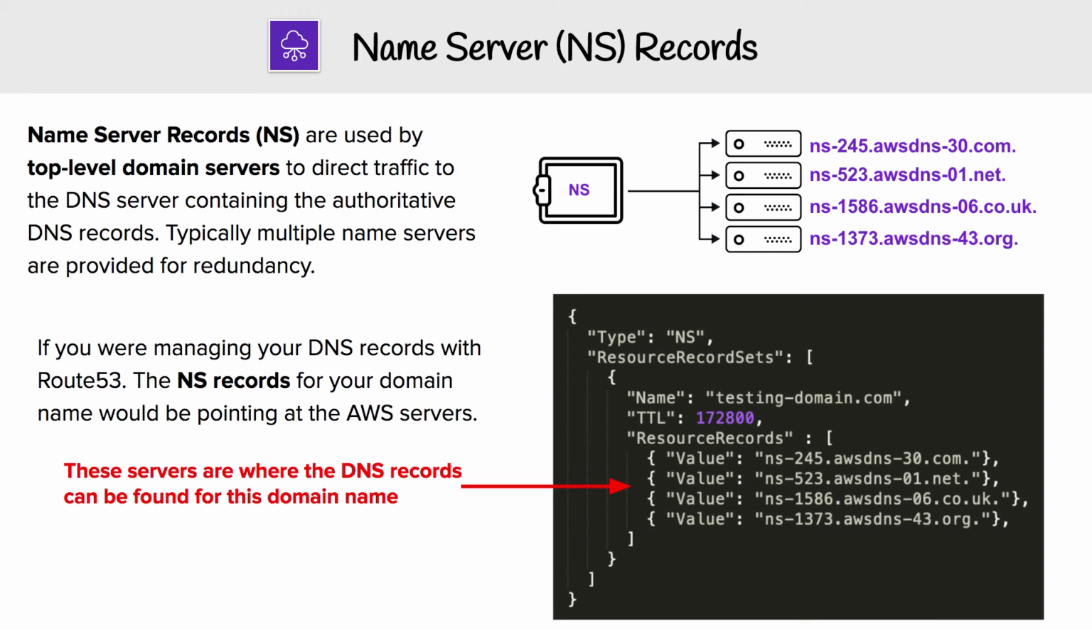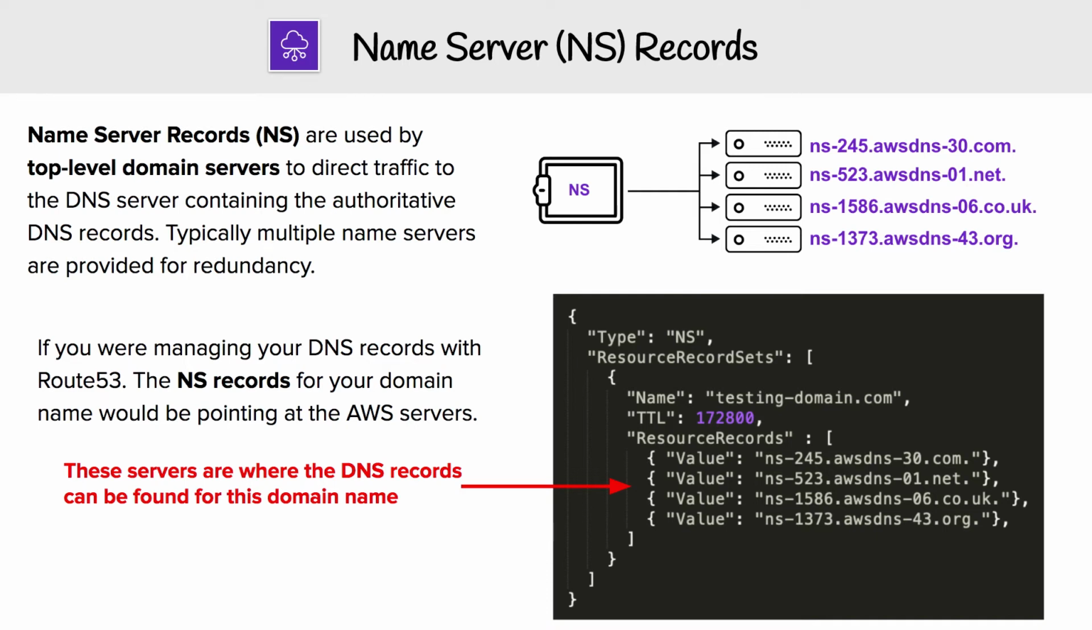So besides the SOA, the second most important record or records are the name server records, and they're used by top-level domain servers to direct traffic to the DNS server containing the authoritative DNS records. If you don't have these records, your domain name cannot do anything.